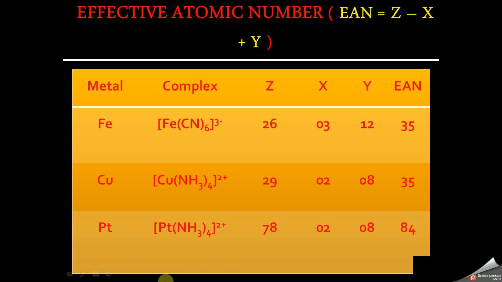So in this way you can calculate the EAN value, the effective atomic number. Many times this question is asked in your board exam: calculate the effective atomic number. So you have to write the meaning of Z, X and Y, and then calculate the EAN value.